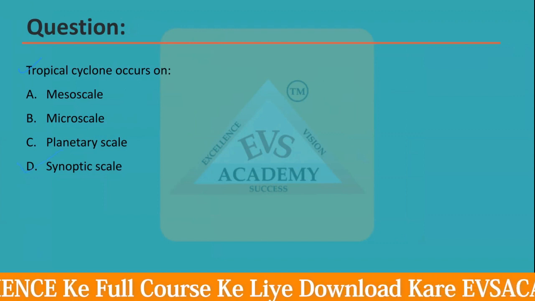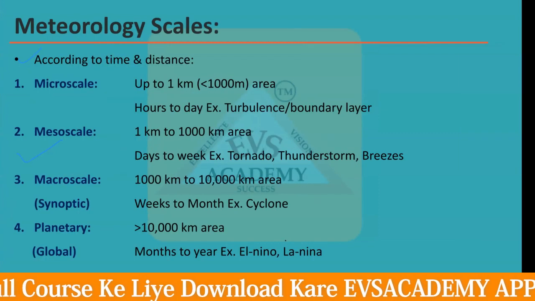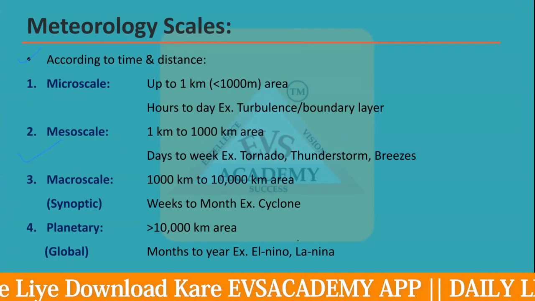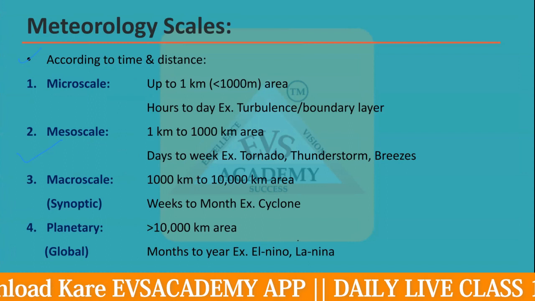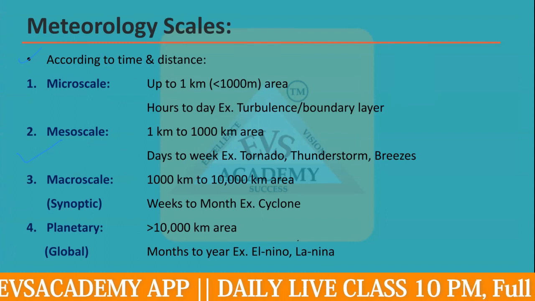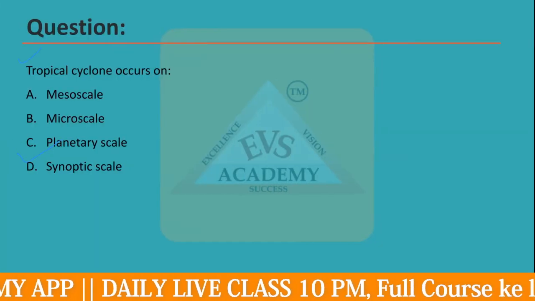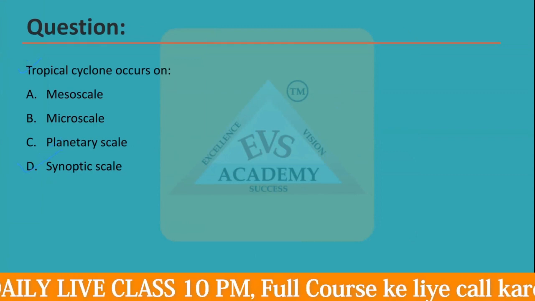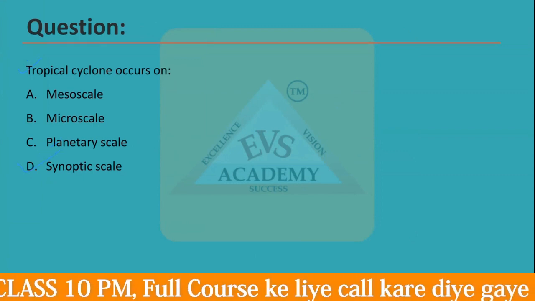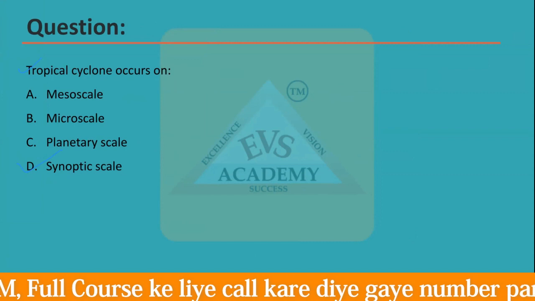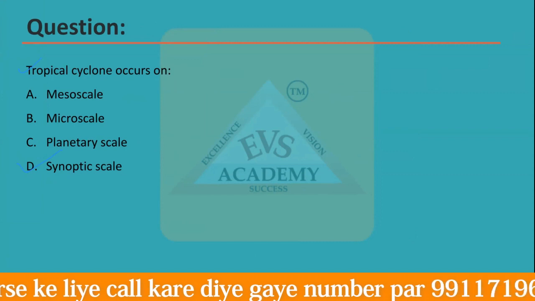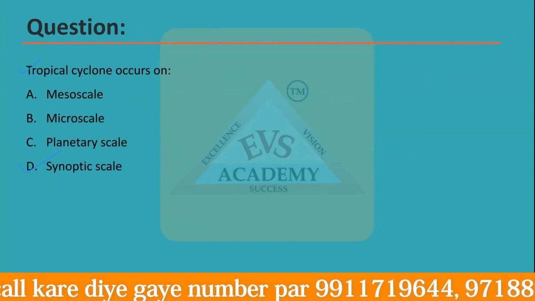So here you can see, in the previous slide as well, tropical cyclones are under the macro scale phenomena. Macro scale is also called synoptic scale phenomena. So here the same thing is asked: tropical cyclones occur on what? Synoptic scale phenomena. D is the right answer. You have to remember it as it is written in the previous slide.